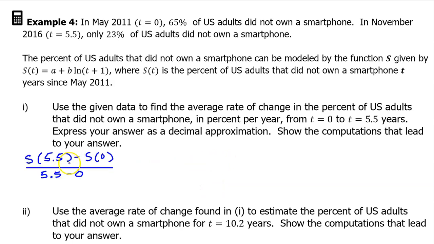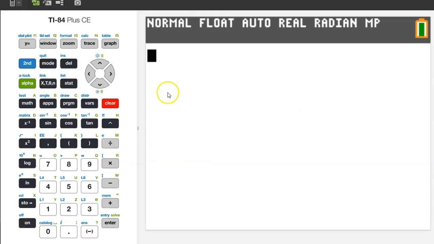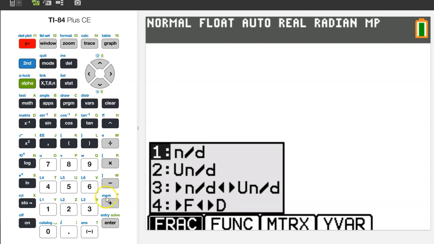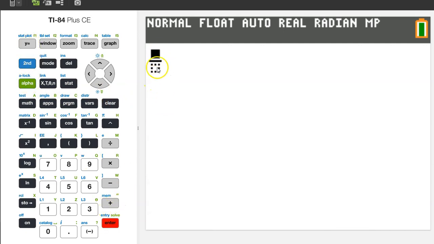The average rate of change of s on the interval from 0 to 5.5 will be given by this expression. S at 5.5 is 23, and s at 0 is 65. So now we have this. Let's put this expression into the calculator to get a decimal approximation. Make sure you know how to make a proper vertical fraction on your calculator. My software is a little dated, so I have to hit alpha y equals enter to make it happen.